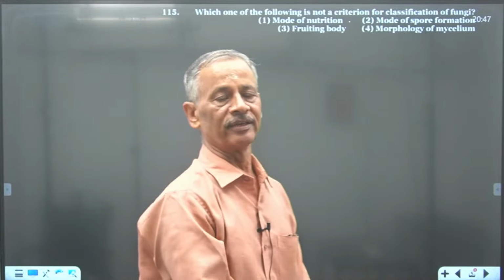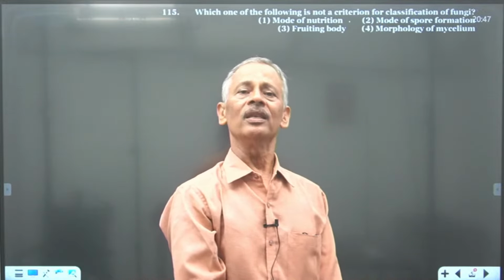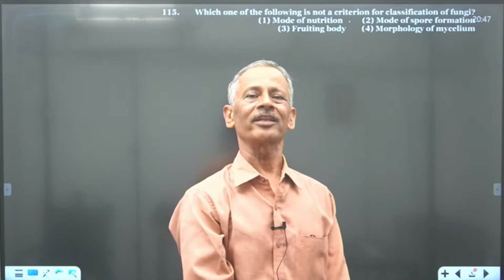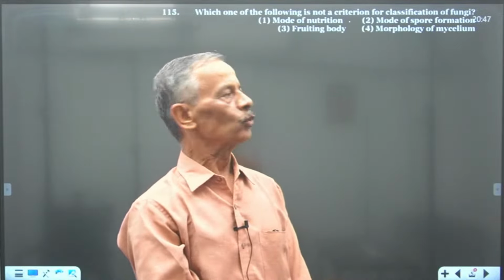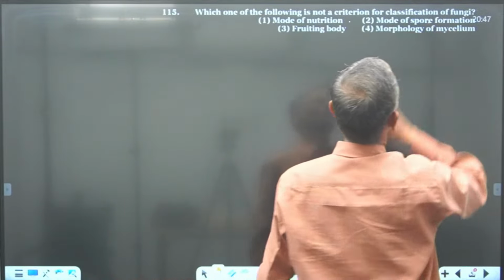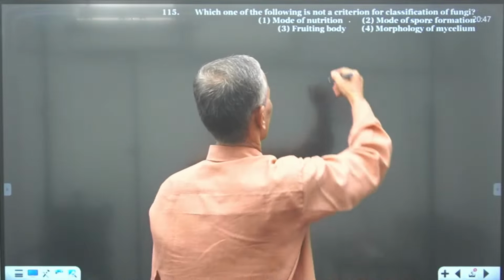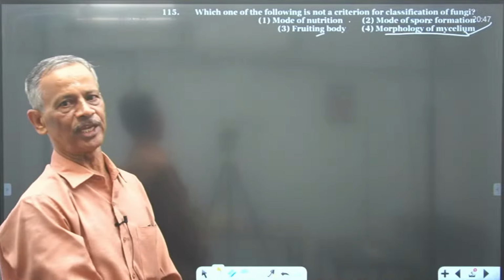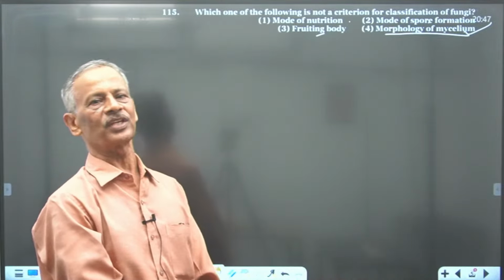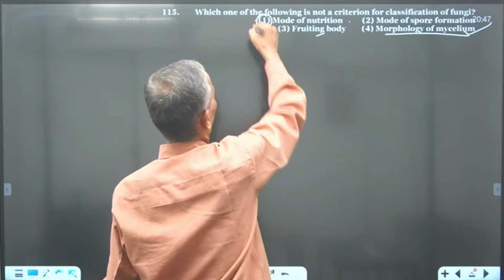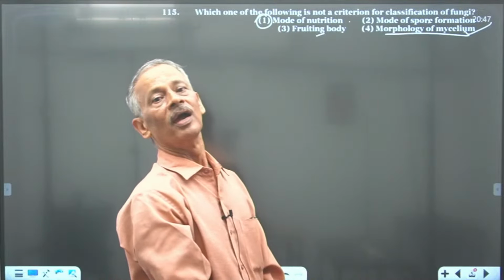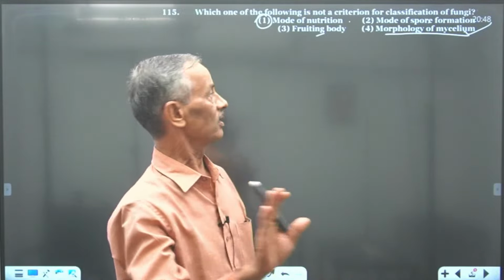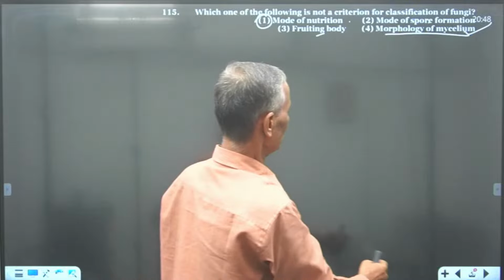Mode of nutrition? No. Nutrition of them is mostly saprotrophic and a few of them are parasitic. So it is not nutrition, but spore formation, nature of the fruiting body, and morphology of the mycelium, whether it is aseptate or septate. So these are the three characters based upon which we are classifying. So mode of nutrition is the answer for this question.